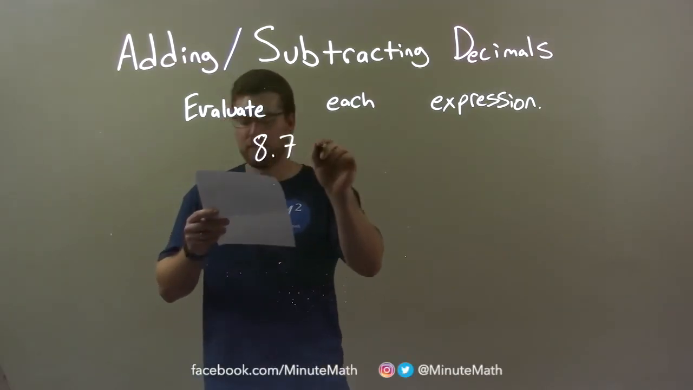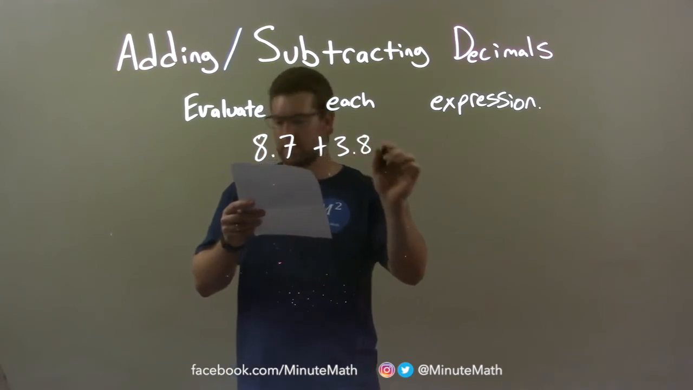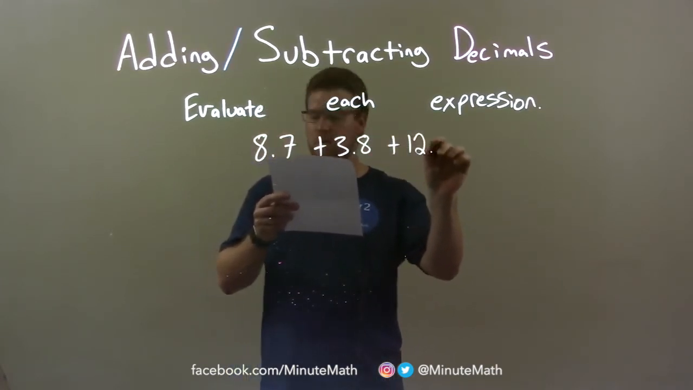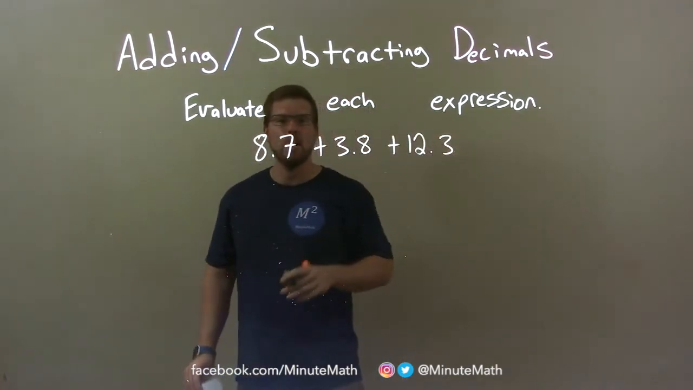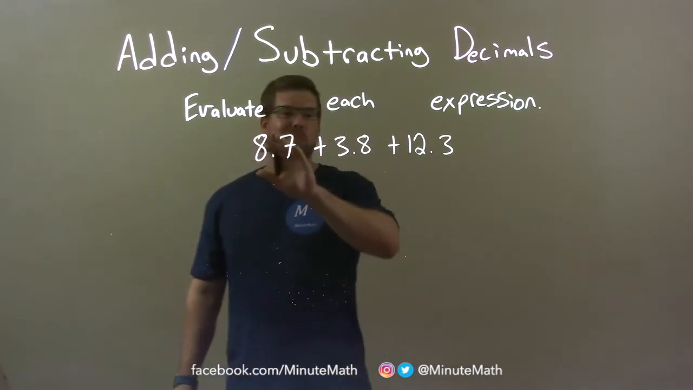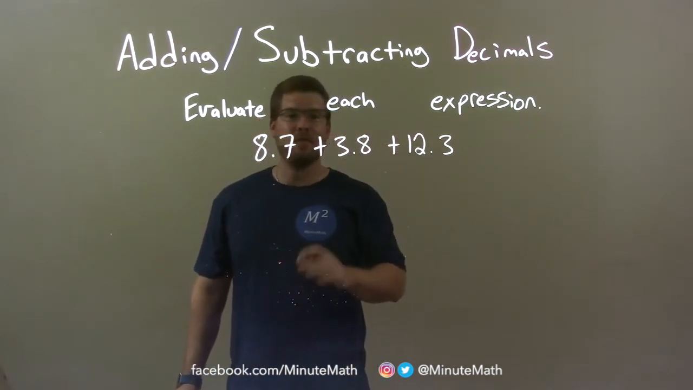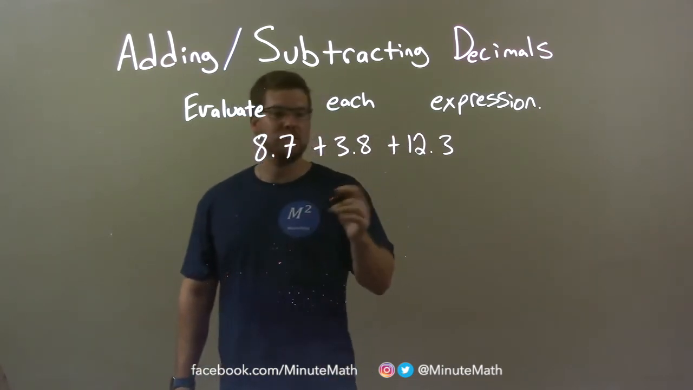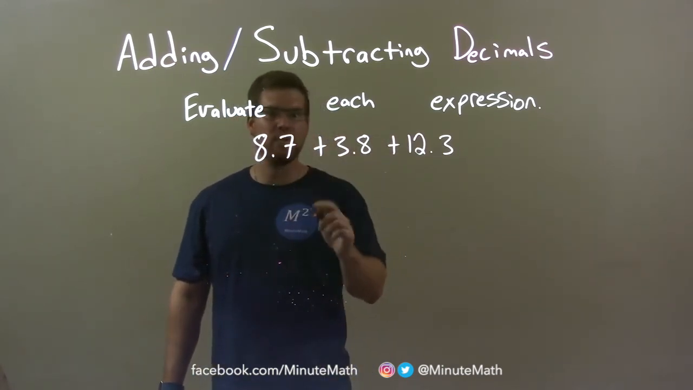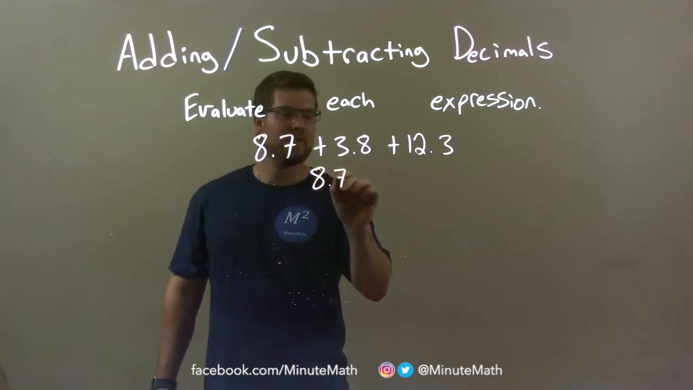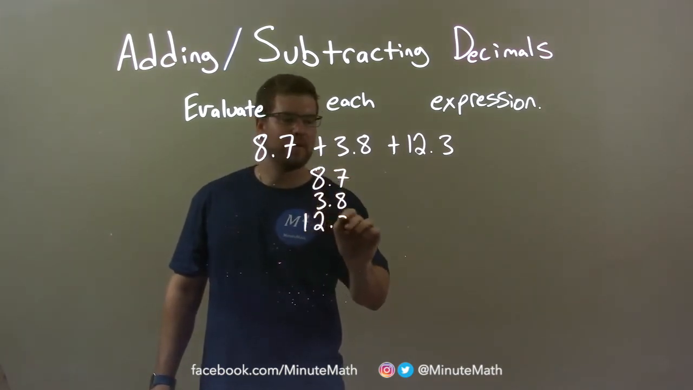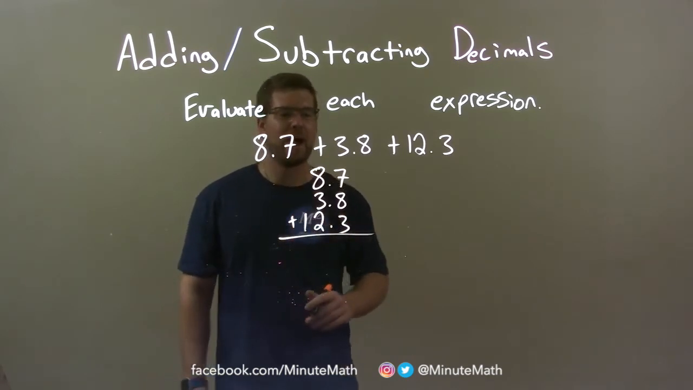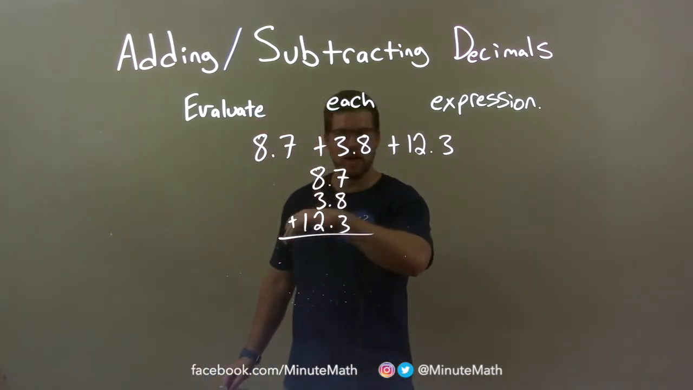8.7 plus 3.8 plus 12.3. All right, so what do we do? Well, let's work two at a time and then add the last one at the end. It's all addition, all the same. Actually, we can put them all together. So we'll just stack them all and do it at once. 8.7, 3.8, and 12.3. Add them all together. Make sure the decimals are lined up.